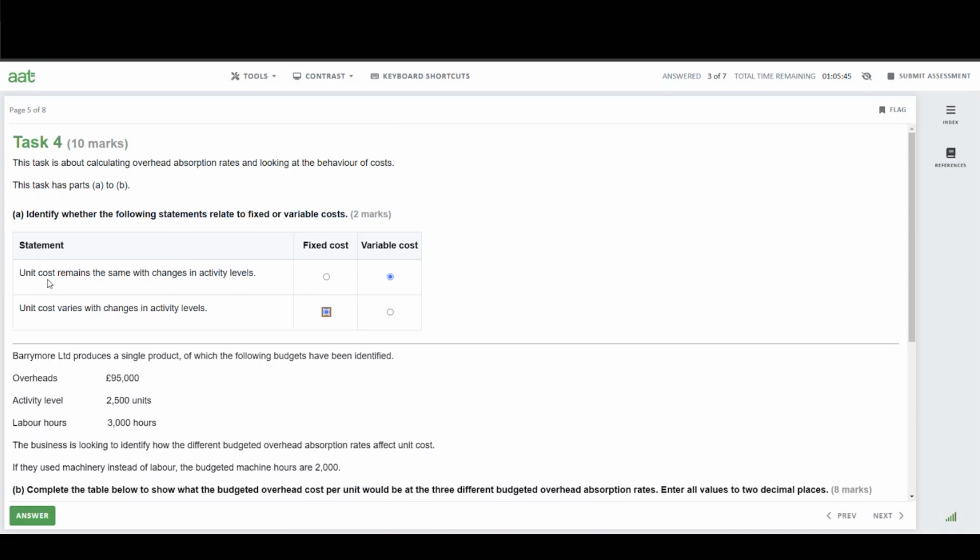So just take care with anything relating to cost behaviour. Check, is it talking about unit cost? Is it talking about total cost? Because when we describe a cost as being variable, we're actually describing the total cost that varies. When we're describing a cost as being fixed, we're describing the total cost as being fixed. The way the cost per unit behaves is obviously the opposite of that.